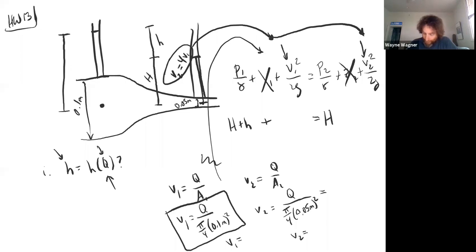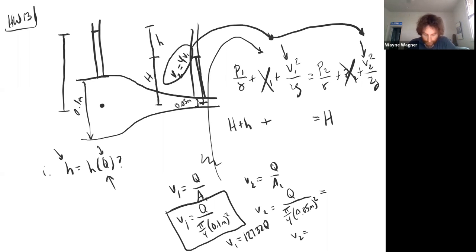But yeah, so what we'll do is we'll say, okay, well, pi over 4, pi divided by 4 times 0.1, we'll square it. Okay, and we'll put that on the bottom. And we'll get 127.32. So this is 127.32 Q.